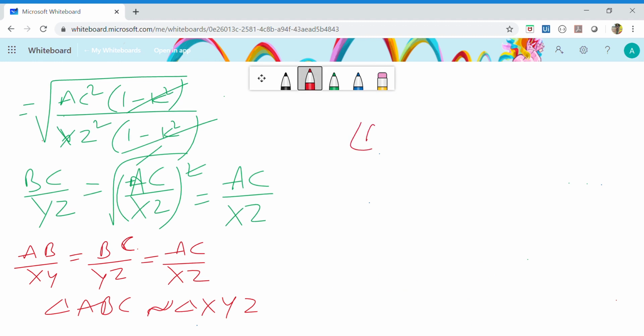Therefore, angle A is equal to angle X. In the same way, you can find out for sin A equal to sin X, then angle A is equal to angle X. If they give the tan also, you can find it out the same way.